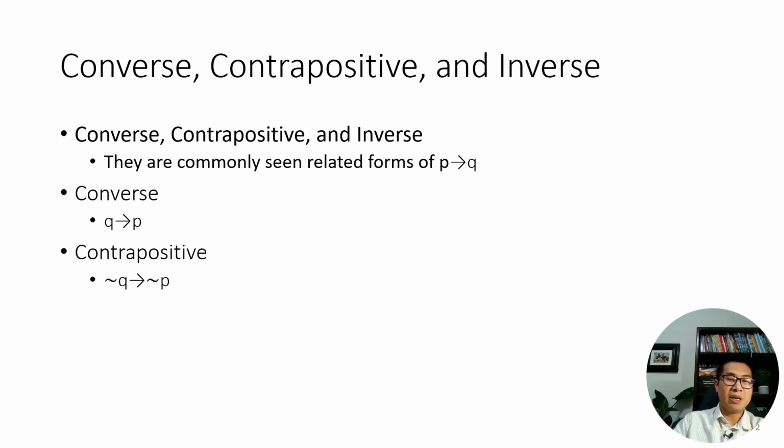Then the contrapositive is going to be the negative version of P implying Q. You negate Q and put it in the premise, and you also negate P and bring it to the consequence. So this one is called the contrapositive. The next one is the inverse. We simply start from P implies Q and we negate P and also negate Q. So these expressions are commonly used in logical operations that we'll learn later on.